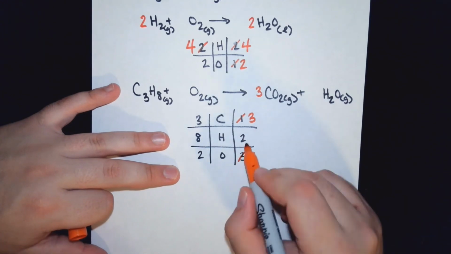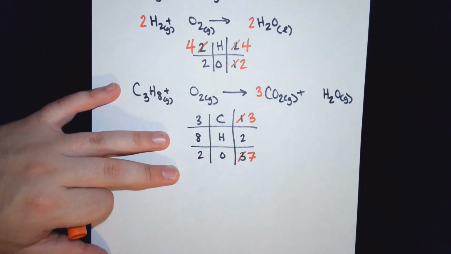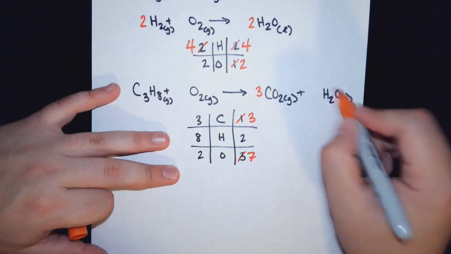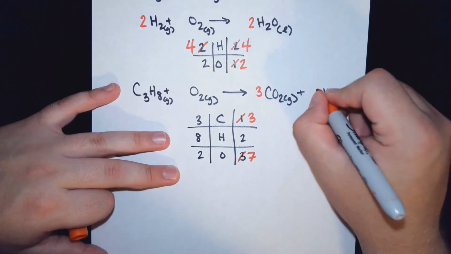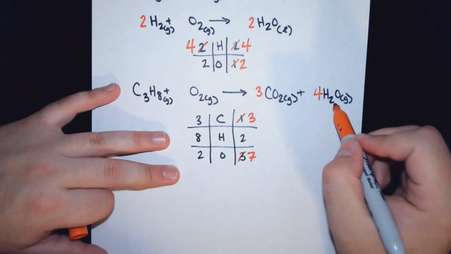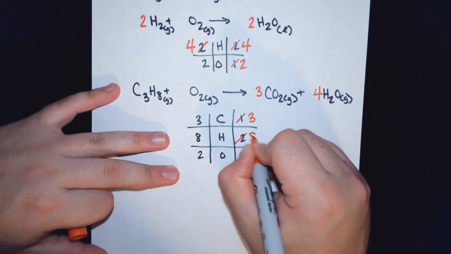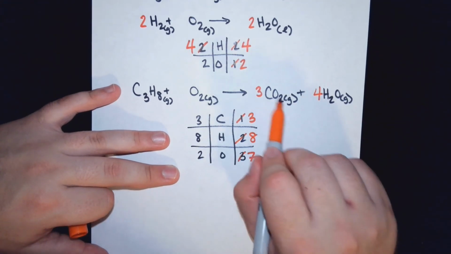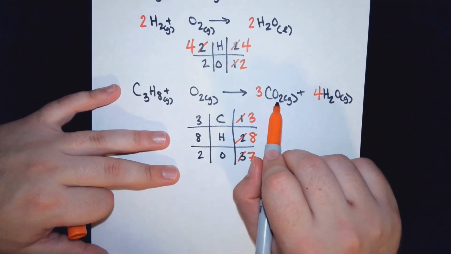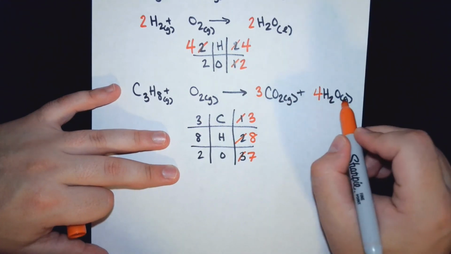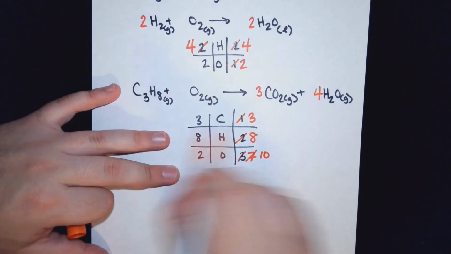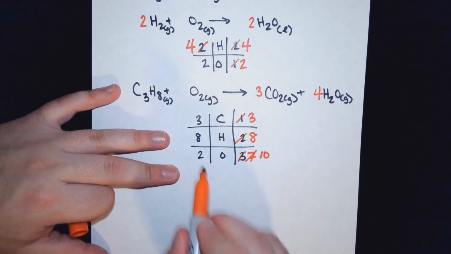Let's go to hydrogen. So we have 8 hydrogens on the reactant side and just 2 on the product side. So we need to get this up. Every time we add a water molecule, we're adding 2 hydrogens. So let's just put a 4 here. So that makes it 4 times 2 is 8. But once again, we have now changed the number of oxygens. So we still have the 3 times 2. We still have these 6 oxygen atoms from the carbon dioxides over here. Now we have 4 times 1 is 4. So 6 plus 4, 10. So carbons are good. Hydrogens are good. Now we just need to change oxygen.